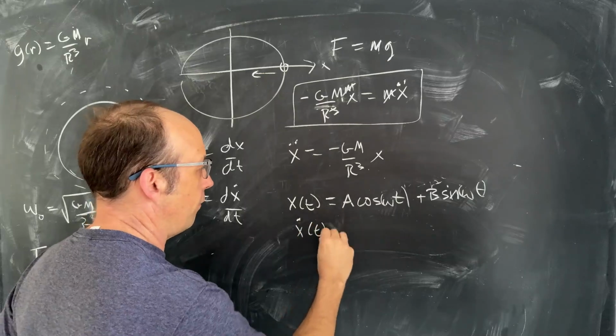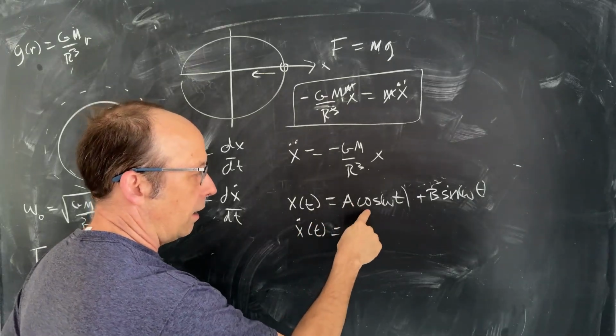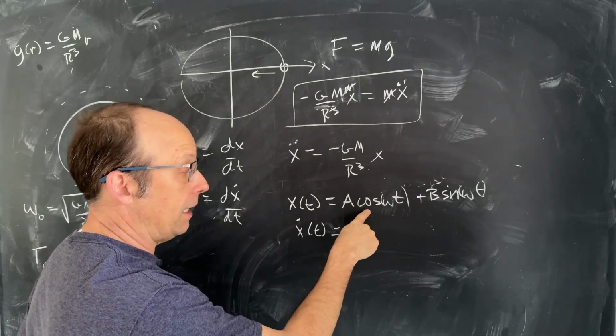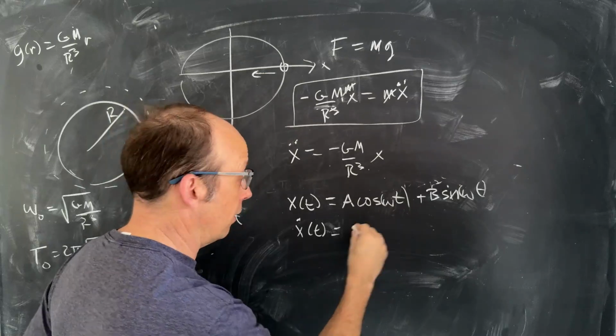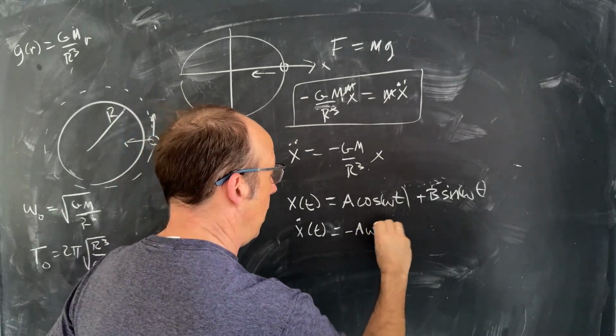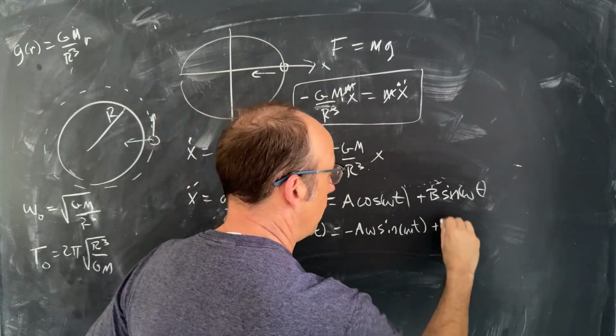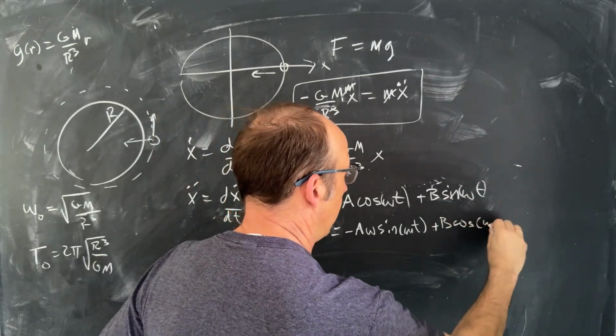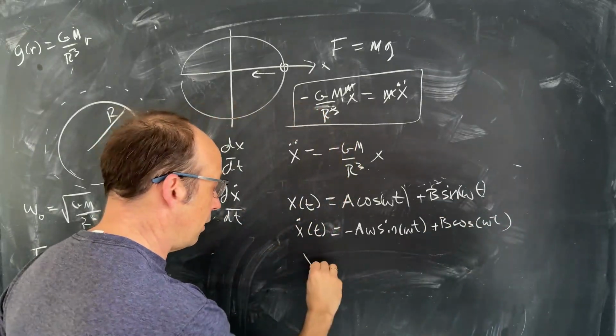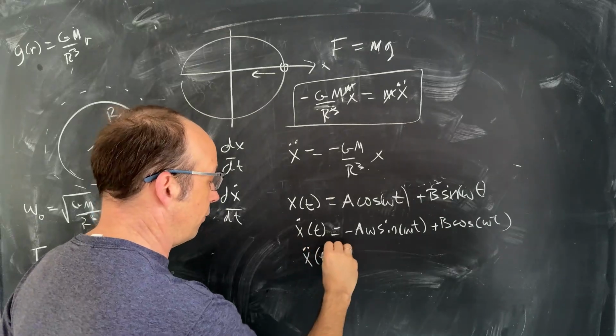If I take the derivative of this, I get the derivative of cosine is going to be negative sine, but I have to take the derivative of the inside. So I get negative a omega sine omega t. And then here I get plus b cosine omega t. Nice. Now I take the derivative again, x double dot as a function of t.